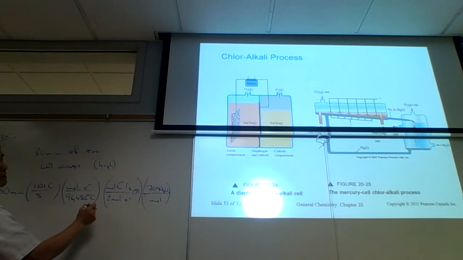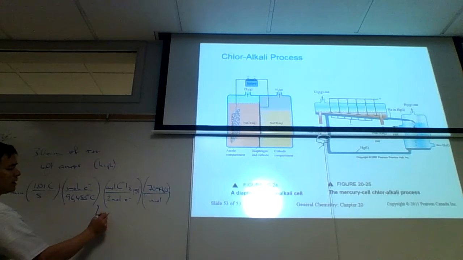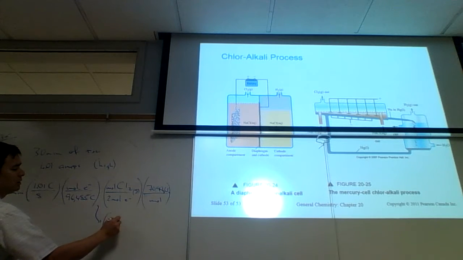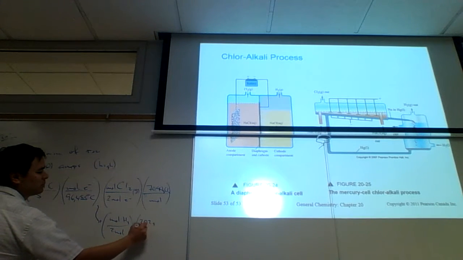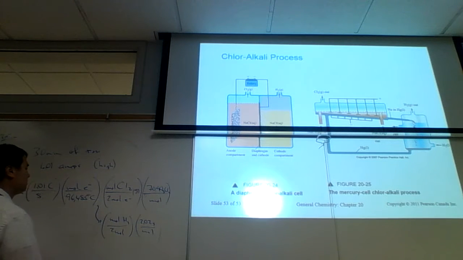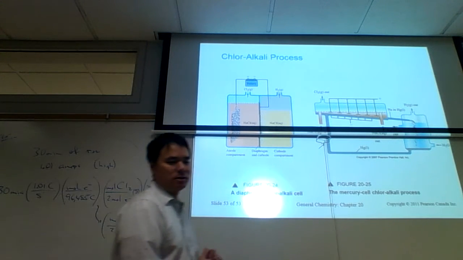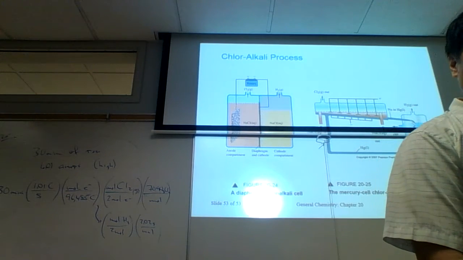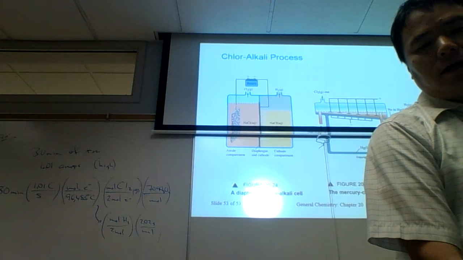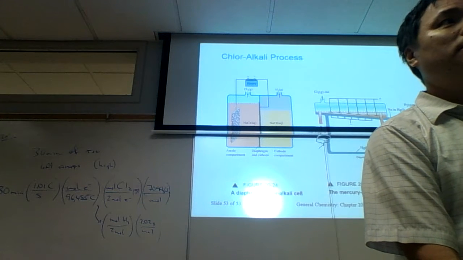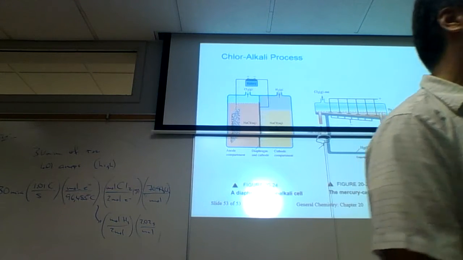Or, likewise, I can figure out how many grams of hydrogen, because the hydrogen would be a mole of hydrogen for every 2 moles of electrons transferred. And then hydrogen is 2.02 grams per mole. So I could do something like that. And so we could do stoichiometry in these cells as long as we know the current and the time. Okay, any questions on this? That's pretty much the last section of chapter 20.